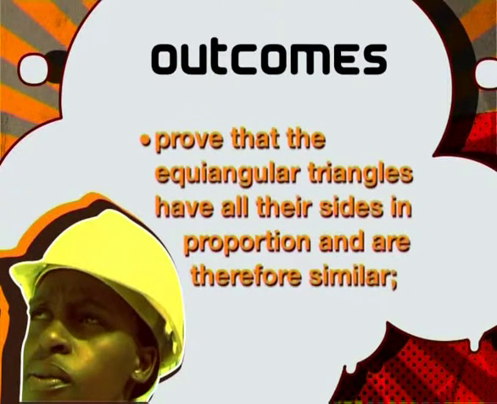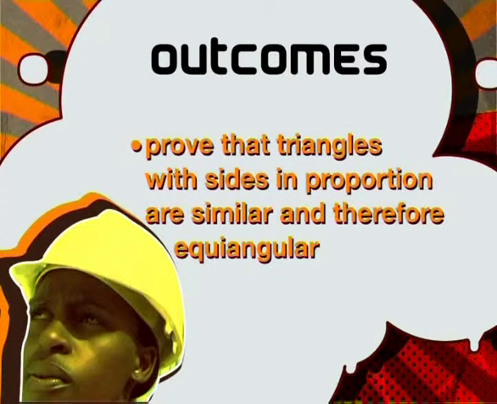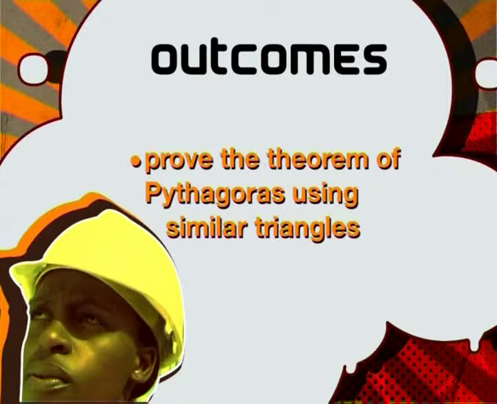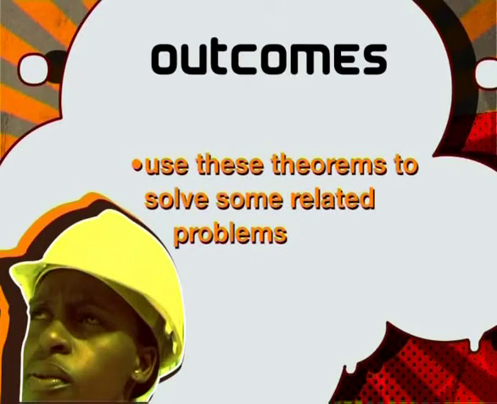By the end of this lesson, you should be able to prove that equiangular triangles have all their sides in proportion and are therefore similar. Prove that triangles with sides in proportion are similar and therefore equiangular. Prove the theorem of Pythagoras using similar triangles and solve some related problems.